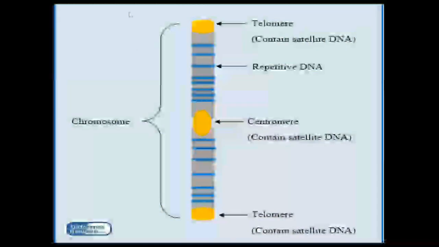So this is the chromosome. Here it has repetitive DNA, mostly 95% repetitive DNA. These are the telomeres, which are present at the ends of the chromosome, and this is the centromere. These telomeres and centromeres contain satellite DNAs.